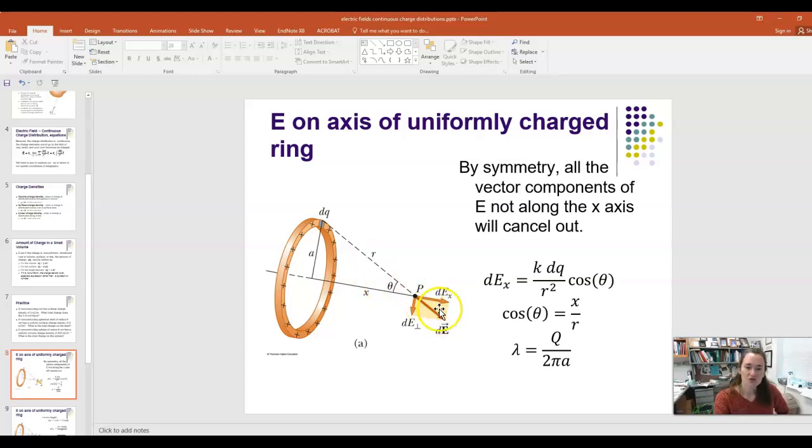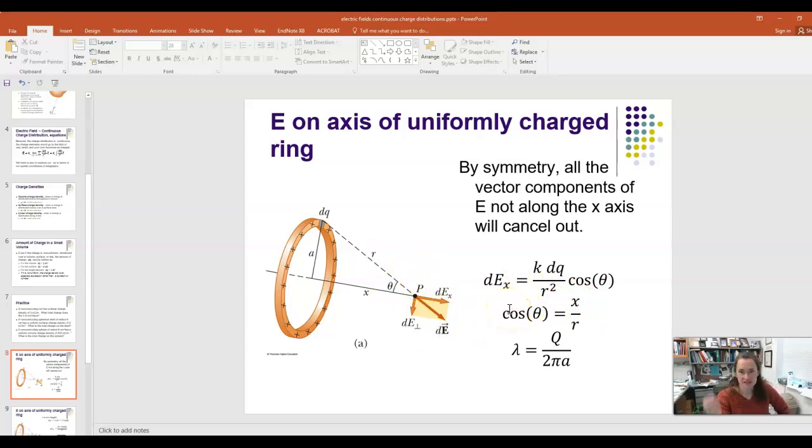To find dE_x, I just take the total magnitude of dE and multiply it times cosine theta, because cosine is adjacent over the hypotenuse. So that cosine of theta, via similar triangles, is also equal to x over r. I'll plug that in a minute. I just wanted to show you here on the diagram while our thoughts are fresh.